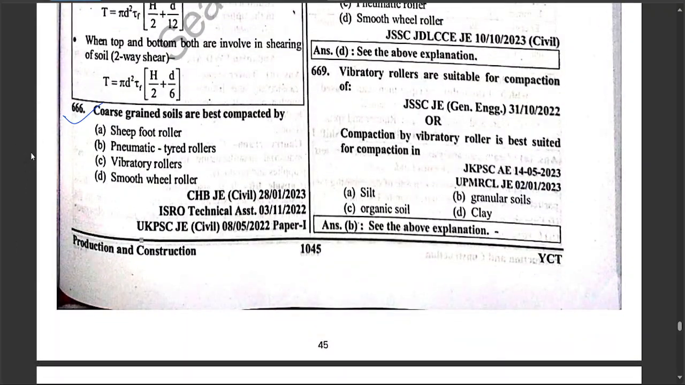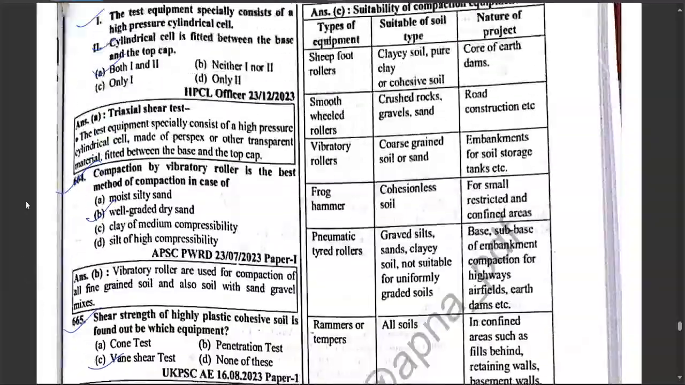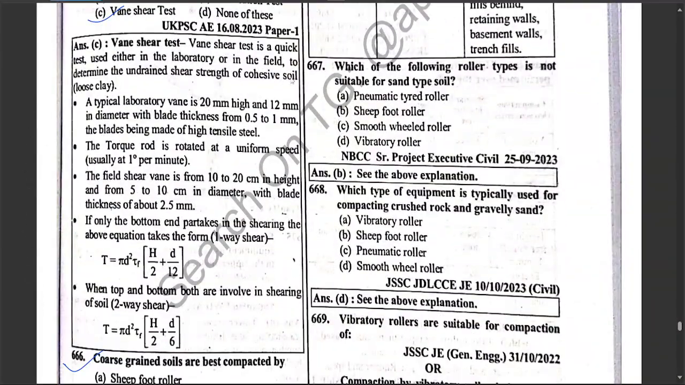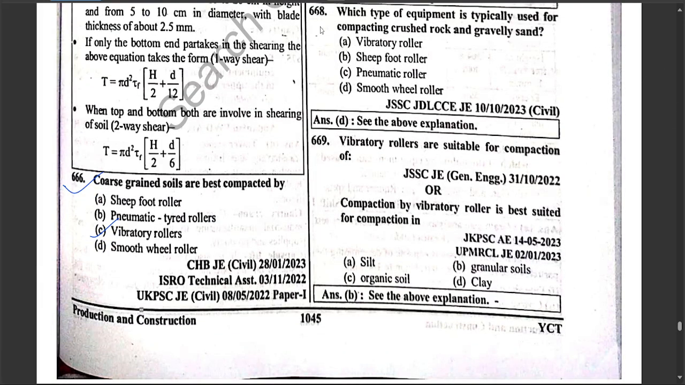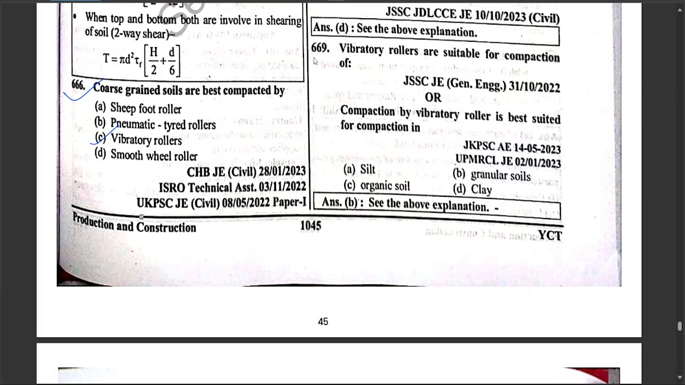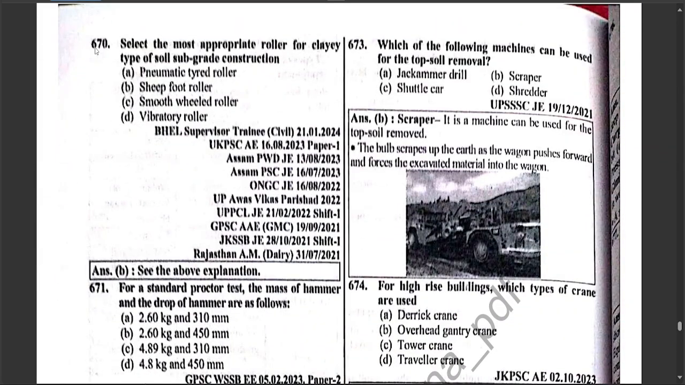Coarse grain soils are best compacted by which is the vibratory roller. Which of the following roller type is not suitable for sand type soil, which is a sheepsfoot roller? Which type of equipment is typically used for compacting crushed rock and gravel, which is a smooth wheel roller? Vibratory rollers are suitable for compaction of which is the granular soil. Select the most appropriate roller for clay type of subgrade construction, which is a sheepsfoot roller.